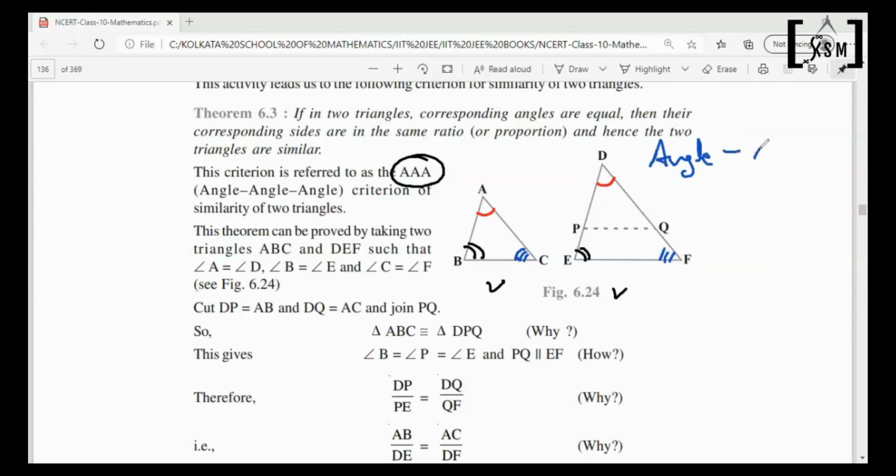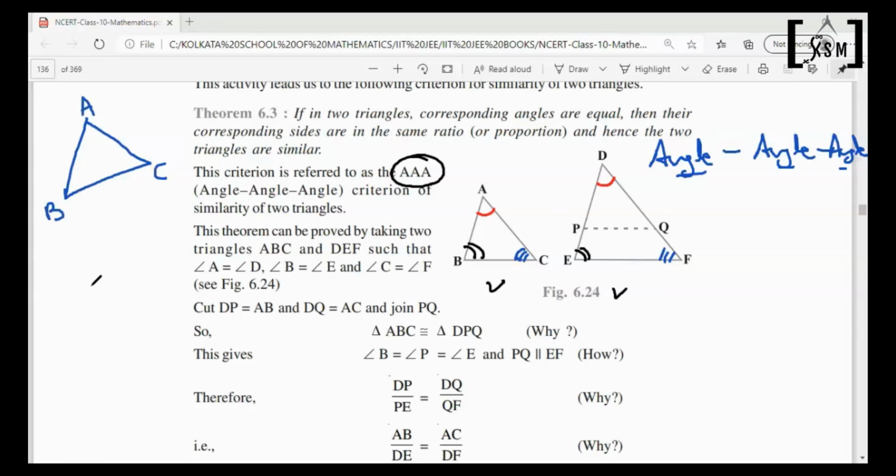So these two triangles will be similar under the rule AAA similarity, means angle, angle, angle similarity. AAA means angle, angle, angle. So it means the three angles, if they are equal for two triangles, then those two triangles will be similar, right? Right, sir.